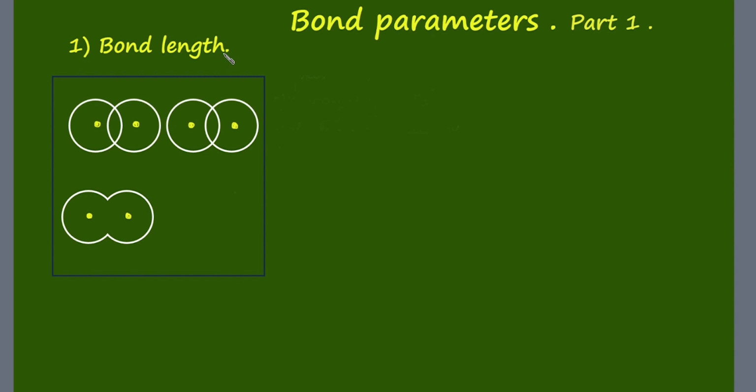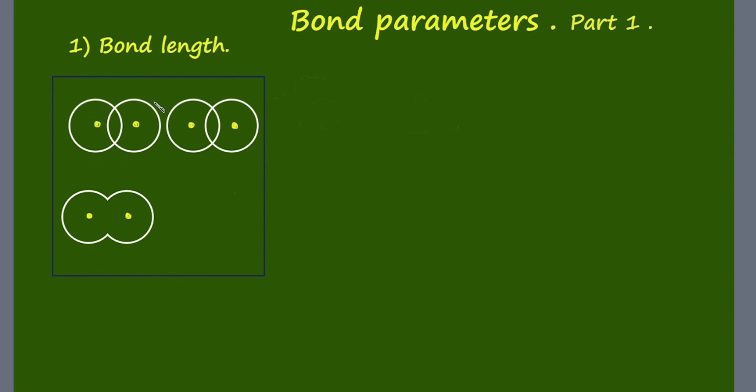Bond can be covalent bond or ionic bond. Now here we are taking covalent bond. A covalent bond is formed when two atoms share electrons. When one pair of electrons is shared, it forms a single bond. When two pairs of electrons are shared, it forms a double bond. When three pairs of electrons are shared by the same atoms, then it becomes a triple bond. Anyway, let us first consider the single bond.